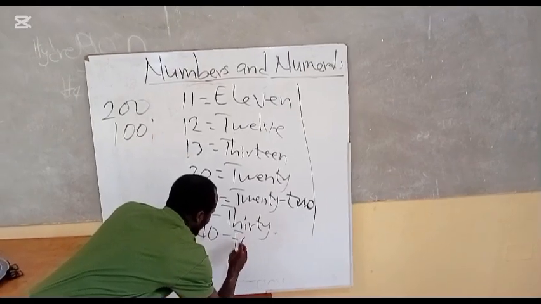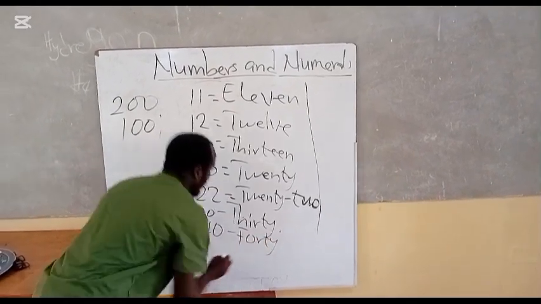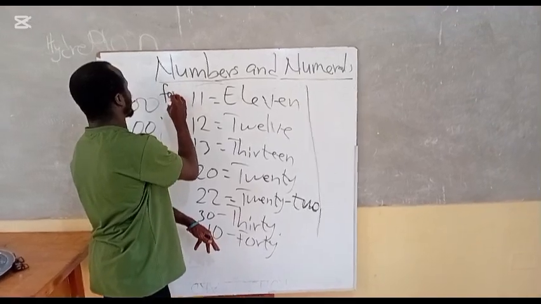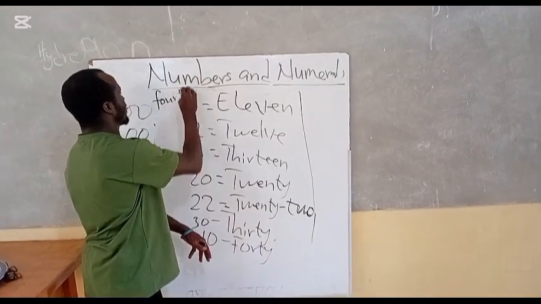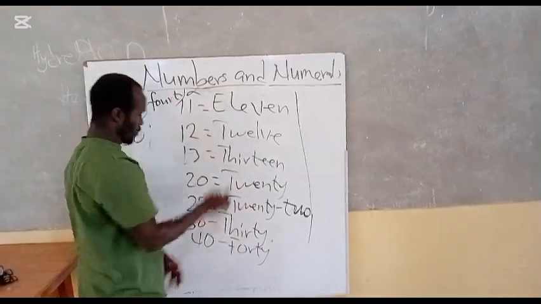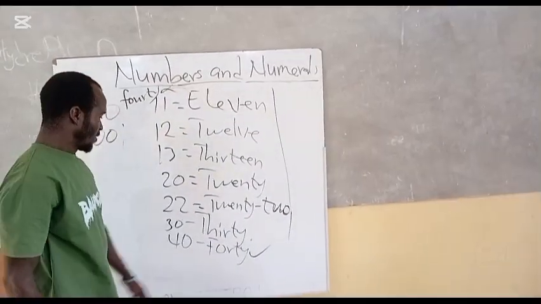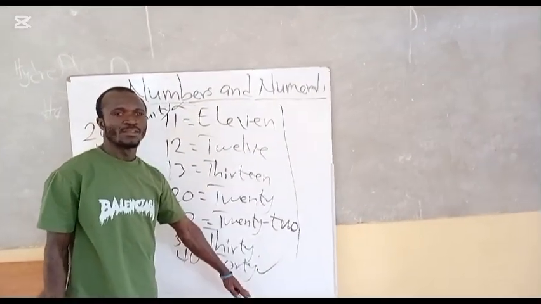Then 40. So 40 is written this way. With the 40, we don't write the 4 this way. If you write it this way, it's wrong. So this is the correct way of writing 40. So this is the right way of writing 40.